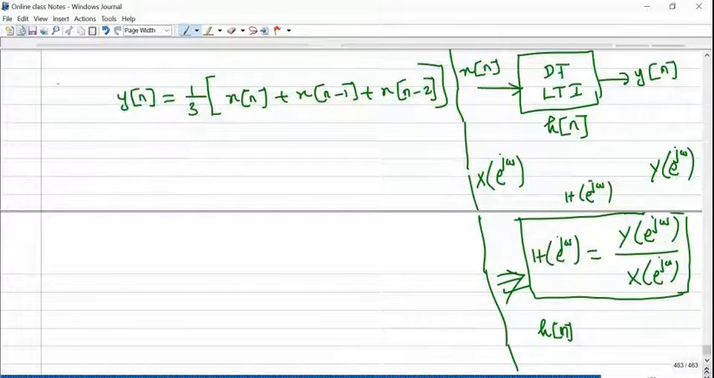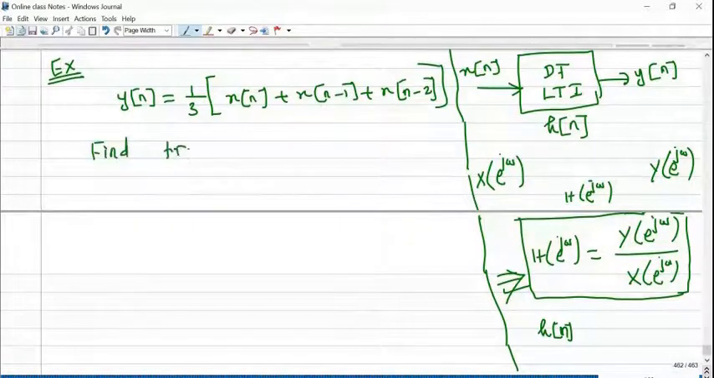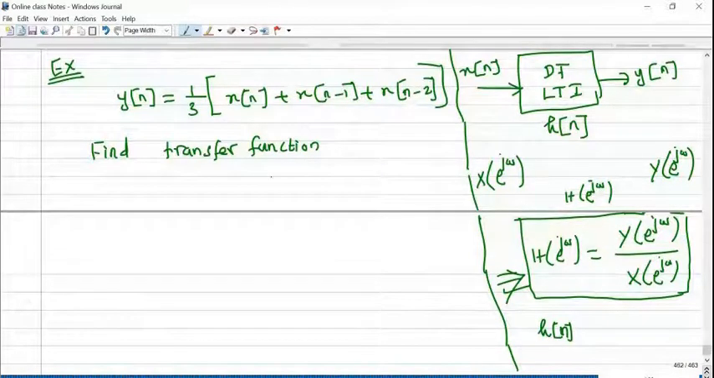So I'll take the first example. A discrete time LTI system is described by the difference equation y of n equal to and so on. Find the transfer function of the system, or the frequency response of the system. Both are the same, because to draw the frequency response we have to find the transfer function first. Okay, find the transfer function.